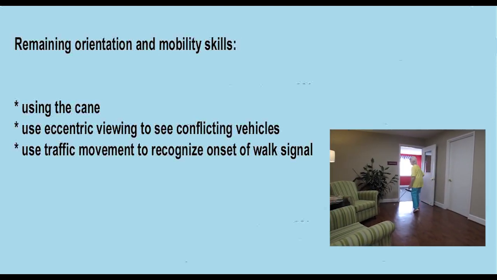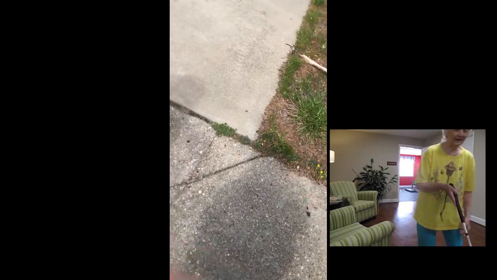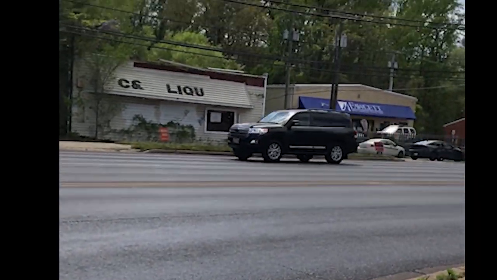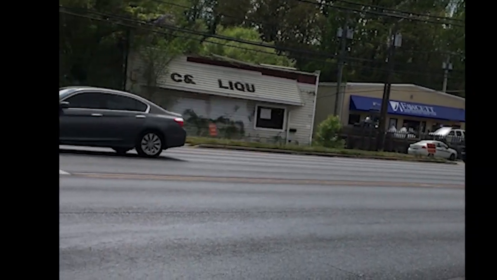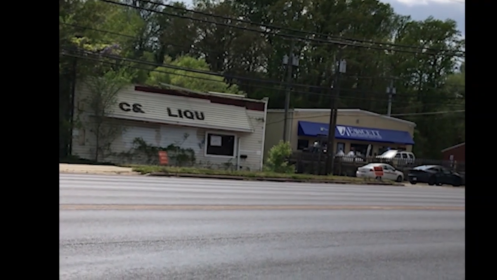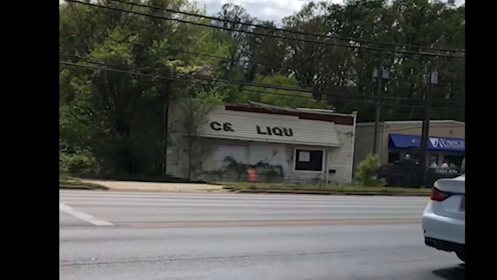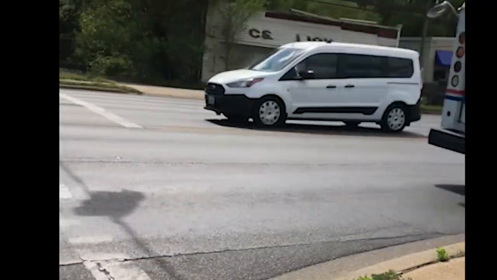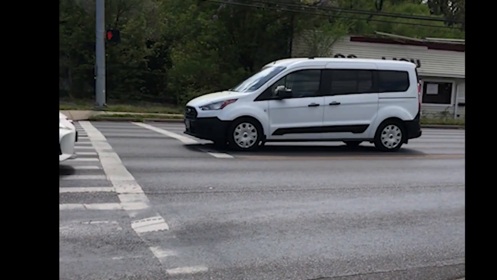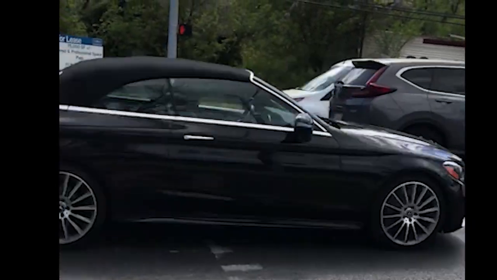One was learning how to use her eccentric viewing skills to see potential conflicting vehicles during her crossing, such as left-turning vehicles. Okay. All right, so we're here and you're going to tell me the next time you see somebody waiting to turn left. Is there anybody waiting to turn left now? This one guy. Oh, you see this one. Yes. That's a big white thing. Yeah, he's waiting to turn left. Excellent. So you had no trouble seeing that? No trouble with that one.